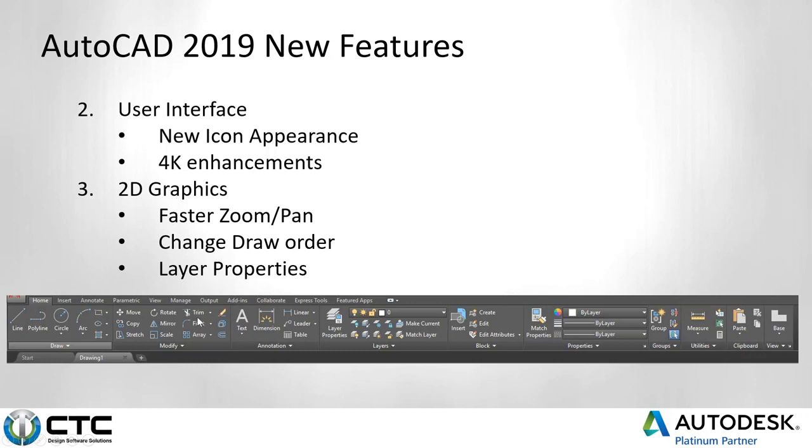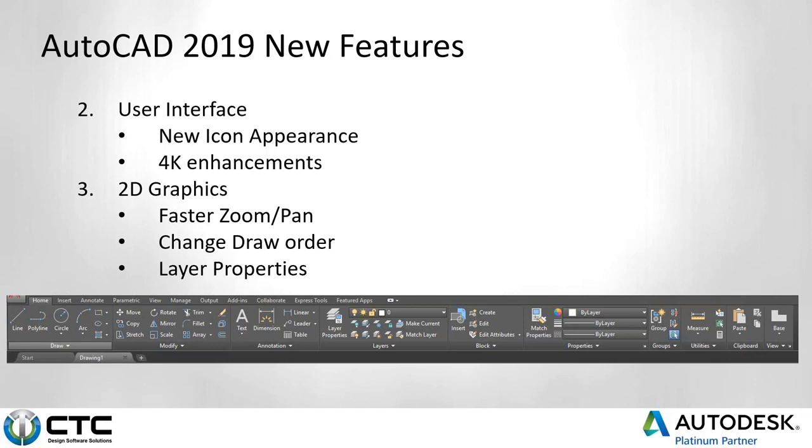So again, the interface change. Same ribbon, just new button appearance. And once we get into the software and I show it off, you'll see the same thing there. And then the application menu has also been changed a little bit. Again, same or similar icons, just a different appearance. Also 4K enhancements, making it easier on higher resolution monitors to display the icons and some of the changes that have been coming out since 4K. So if you have a 4K monitor, there are enhancements that you benefit from in the 19 release.